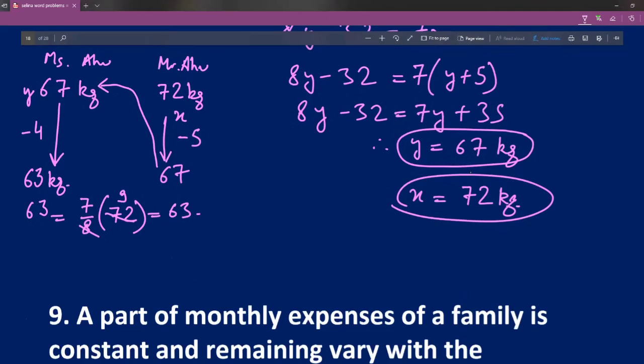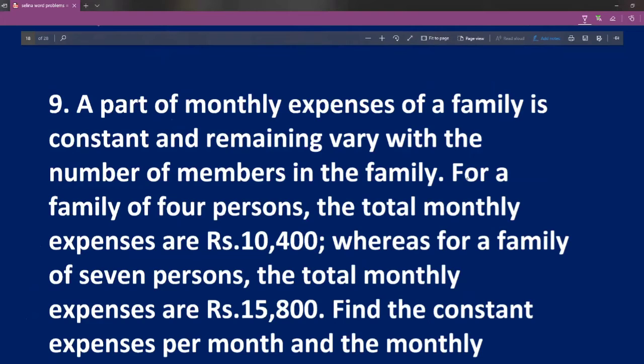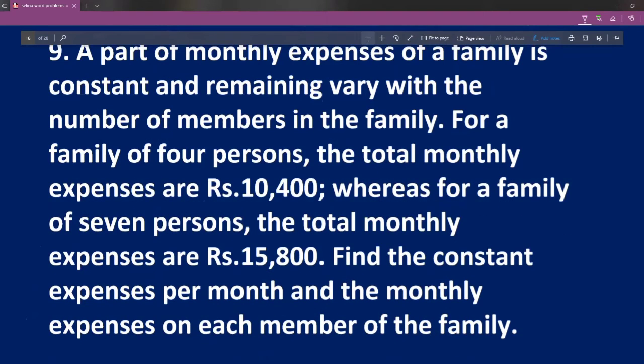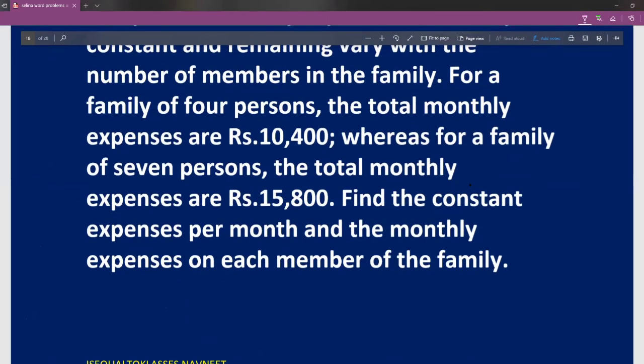So this is a good practice that after you have found the solution, you should try to put the data in the word problem and try to get the solution again. Okay. Let's move on to the next question.